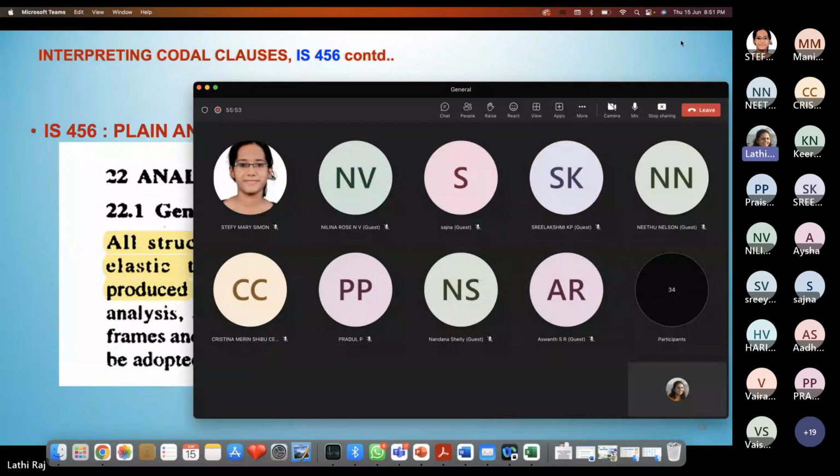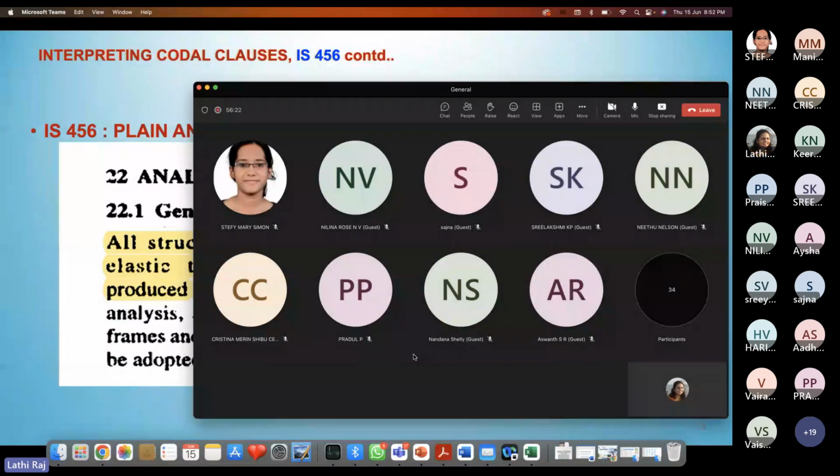How many of you are there? Nandana, how do you analyze it? To find out the maximum bending moment for design, is it an elastic analysis or plastic analysis? Have you studied plastic analysis, Sajna? Yes, ma'am. So, what kind of analysis? Nandana is there. Please unmute.